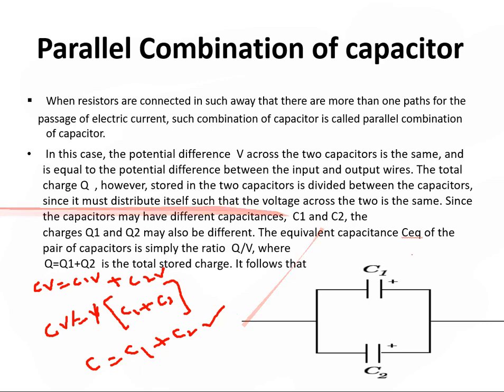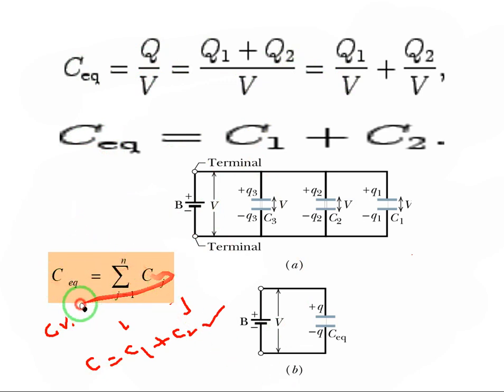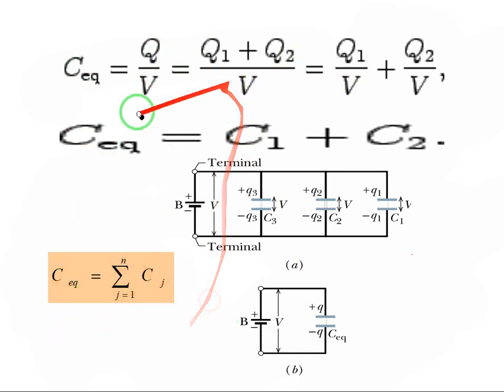Okay, so this is the formula again. You can prove it this way as well, and the result will be the same. So the result is C equivalent equal to C1 plus C2. Now come to another thing. Once we have three capacitors, let's say C1, C2, C3, but this is a parallel combination.